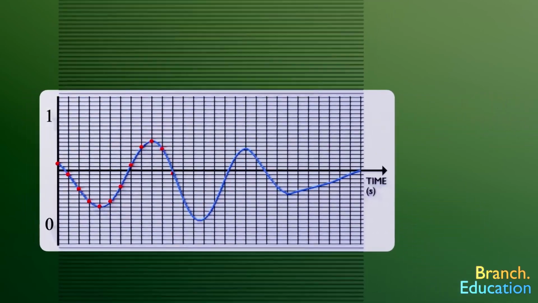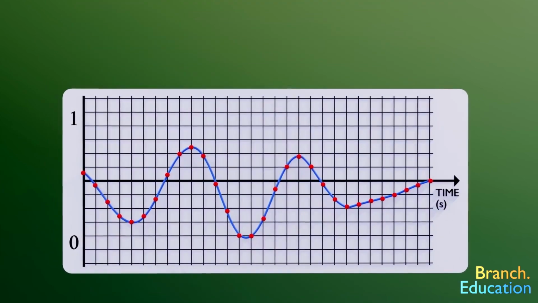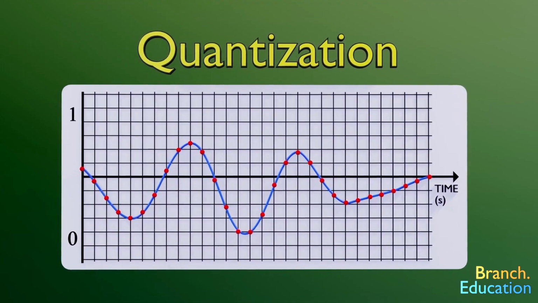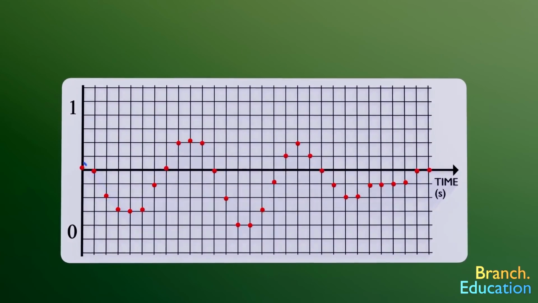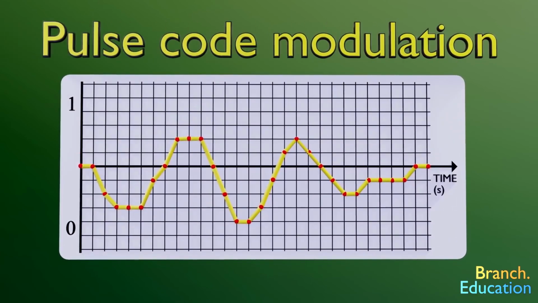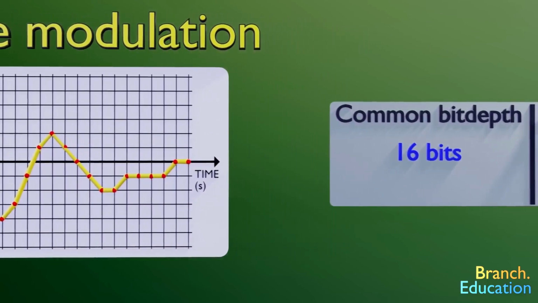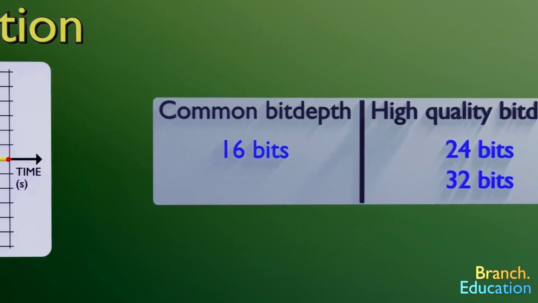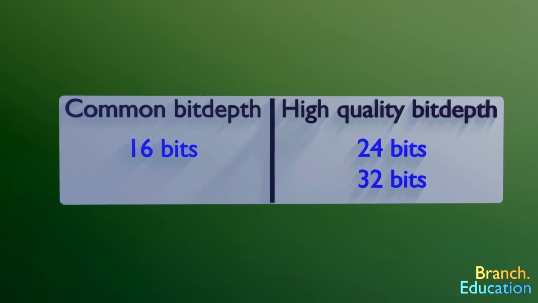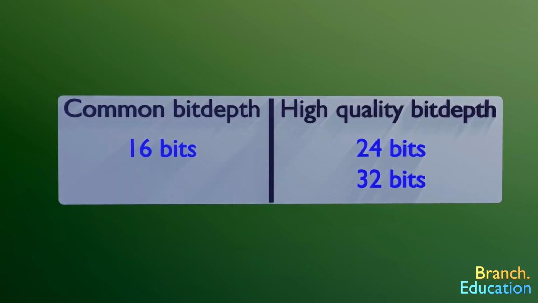The process of turning an analog signal into a set of values is called quantization, and assigning bits to each value is called pulse code modulation. Furthermore, an audio bit depth of 16 bits is pretty common. However, higher quality audio files use 24 or 32 bits per sample or higher.